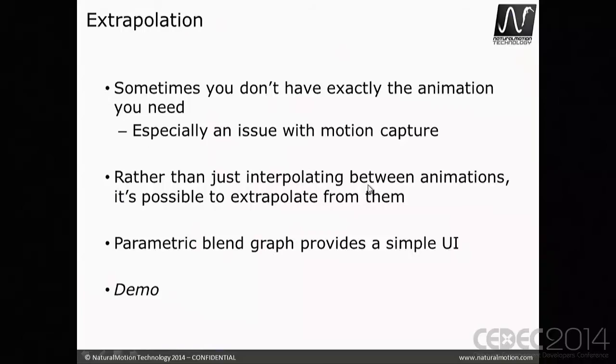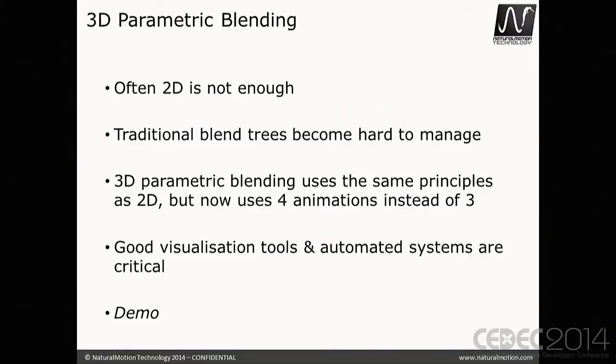So that's extrapolation. Everything we've looked at so far, though, has been 2D. What if I want 3 dimensions? What if I don't just want blending my speed and my turning angle, but say I also want the character to go up or to go down? Well, if you're using traditional blends, now you need to start nesting even more layers into your blend tree. And your tree of nodes starts to become very, very complicated. With parametric blending, it's pretty simple.